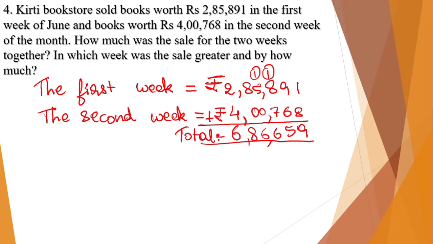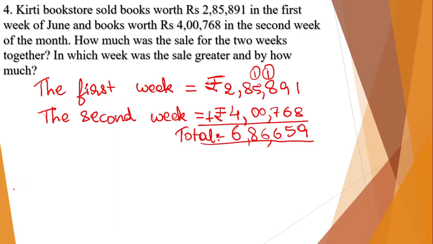So we will get the total as 6,86,659. So this is the total. Now the next question is, in which week was the sale greater? Now we should compare them because they are asking in which week was the sale greater. Then we should compare it. Right.